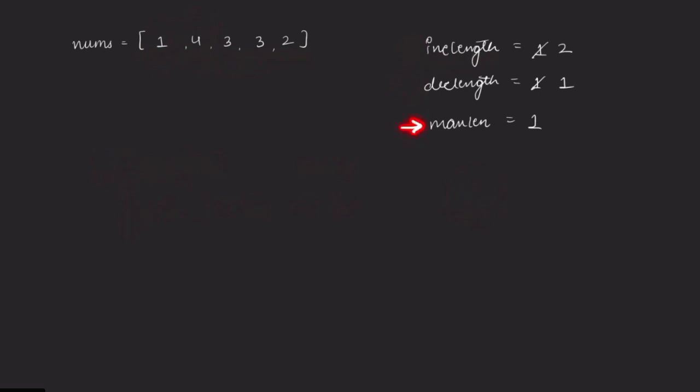And then in the maximum length, we will take the maximum of these and the maximum length. So it will be 2, right? Then we will compare these two. Now here these are strictly decreasing. So in that case, we will update this to 1 and we will increment this by 1.